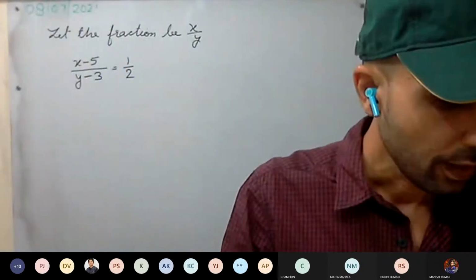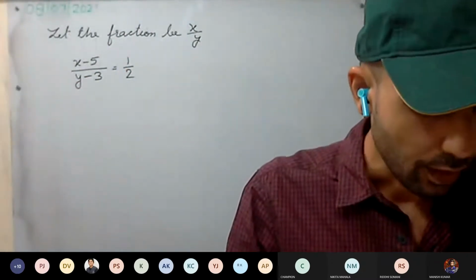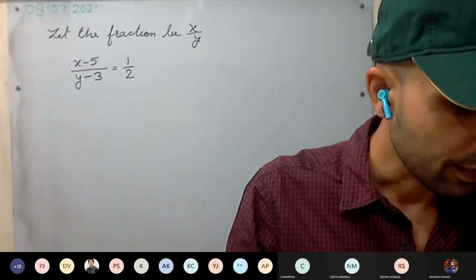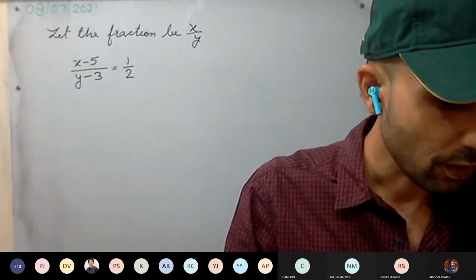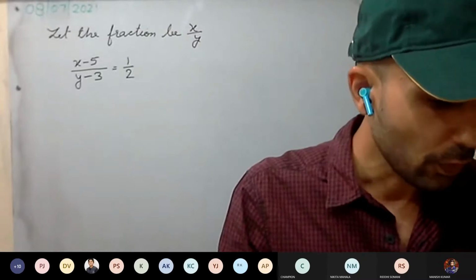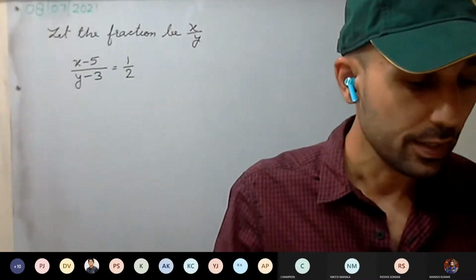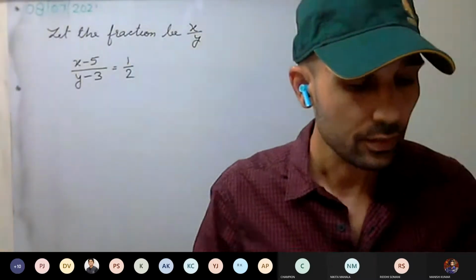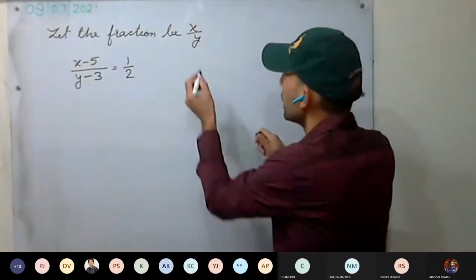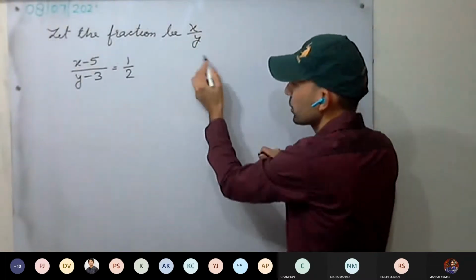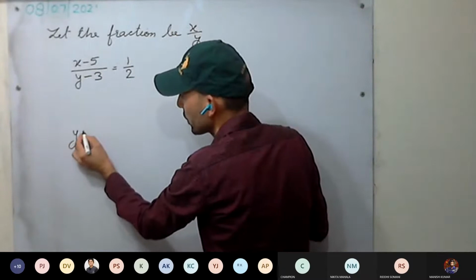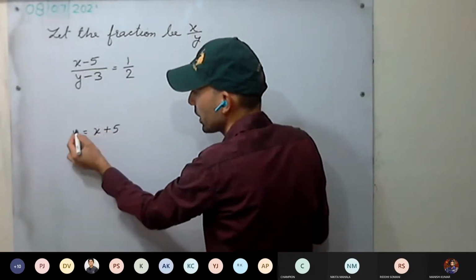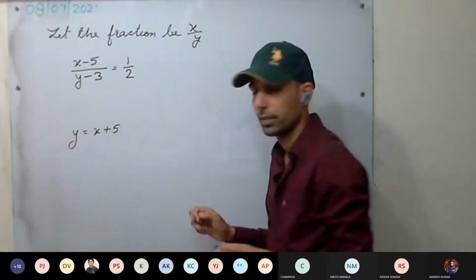Okay, now second one. If the denominator of this fraction is 5 more than its numerator. This is given. The denominator is 5 more than its numerator. It means denominator equal to numerator plus 5.